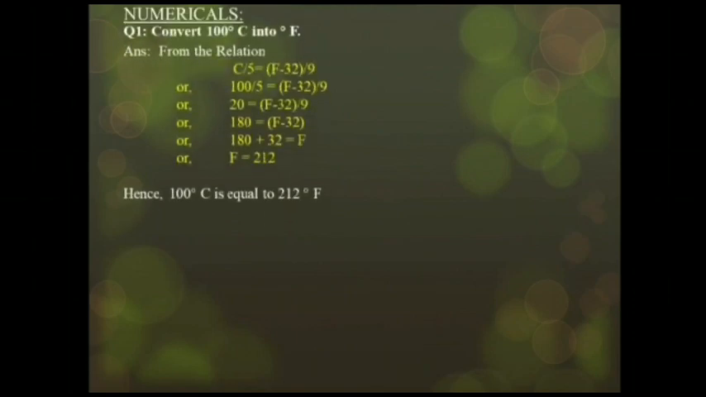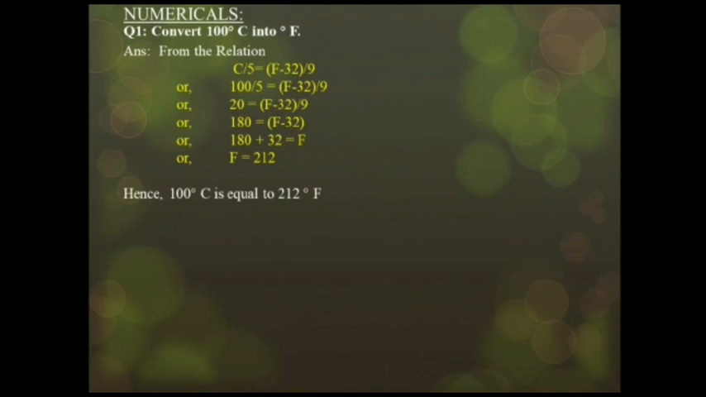Now let's come to the numerical part. The first question says convert 100 degree centigrade into degree Fahrenheit. From the relation we can see that C by 5 is equal to F minus 32 divided by 9, which means 100 divided by 5 is equal to F minus 32 divided by 9, which further means that 20 is equal to F minus 32 divided by 9.